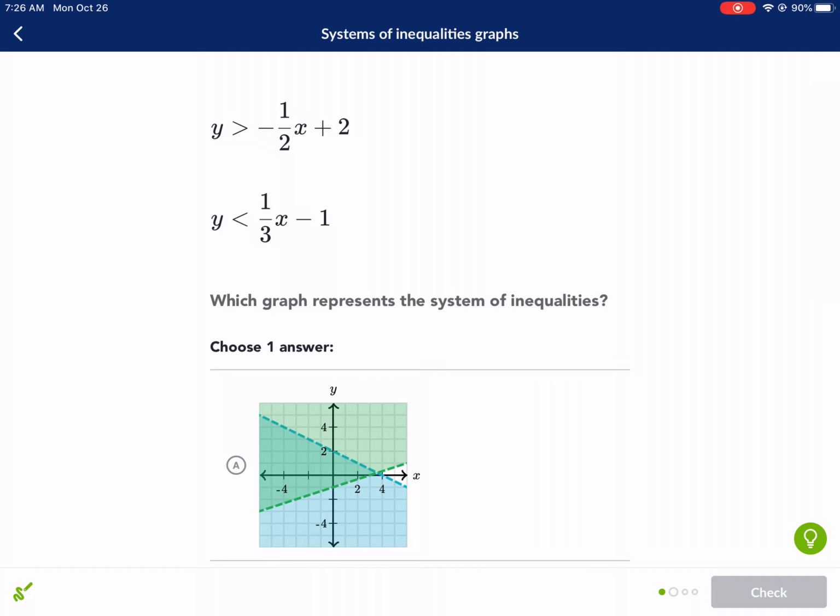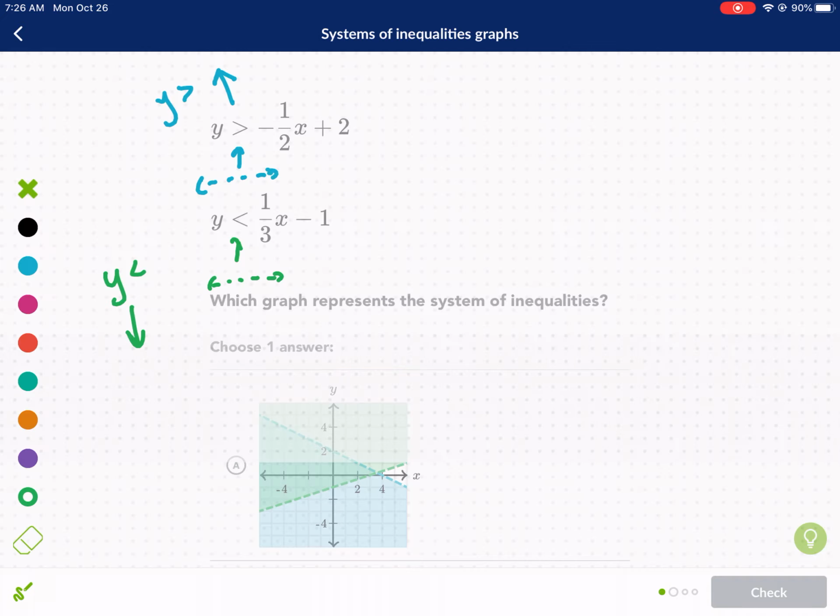So the first thing we need to do is identify the green line. The green line is going to be dotted through the y-intercept of -1, but we want to shade below this. So we need to have this area all shaded, okay? And then the blue line is dotted like this, and we're going to be shading above.